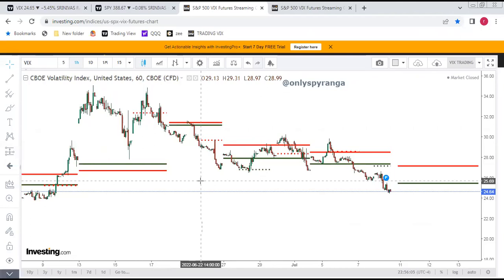See, VIX and indices are quite opposite. If VIX goes up, SPY will come down. If VIX goes down, SPY will come up. That means here we got a buy in VIX. Here we got a buy in VIX. That means here we need to sell SPY. Got it, sir?